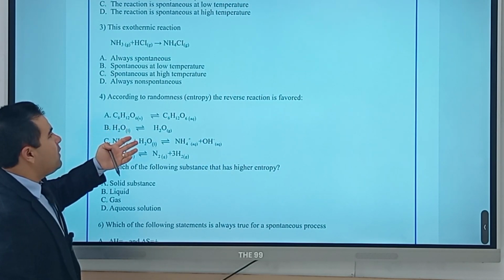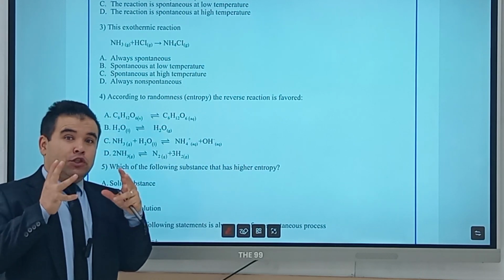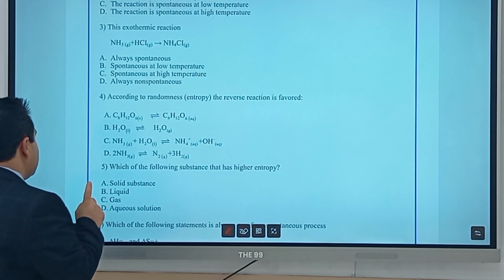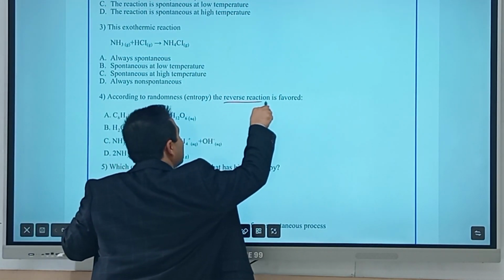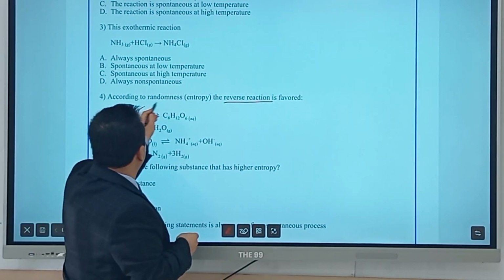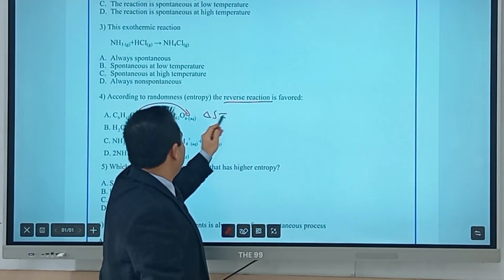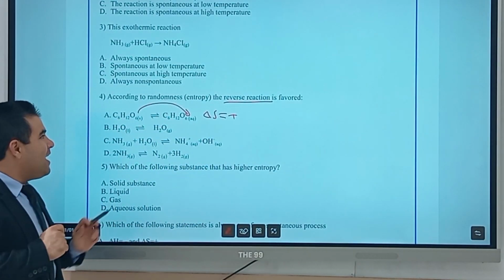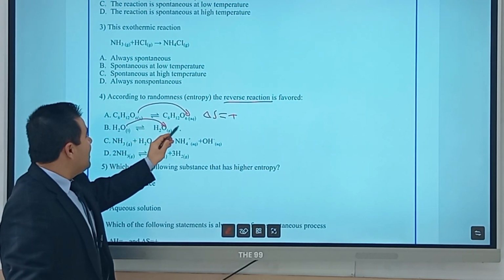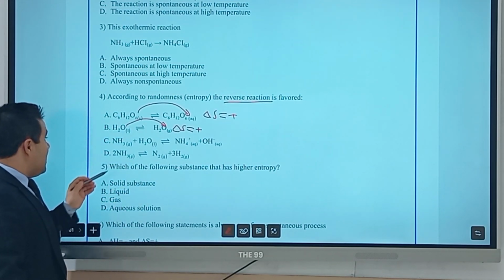According to randomness, the reverse reaction is favored. According to randomness, that is entropy, which direction is favored? The positive entropy. So the reverse reaction must have a positive entropy. Here, the solid goes to aqueous, so the forward is positive entropy and the reverse is negative. So it's not A. Liquid goes to gas, the delta S is positive forward, but the reverse is negative.